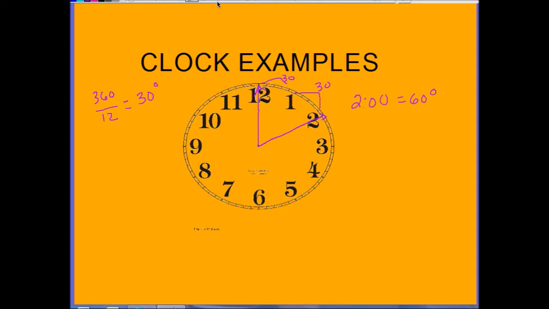Let's try a more difficult one. Let's go ahead and try and find what is formed at 1:30. Now, at 1:30, the minute hand is directly at the 6. But let's think about that hour hand. Every minute that hour hand moves slightly. So, at exactly 1:30, we know that that hour hand is going to be directly in the middle of the 1 and the 2.